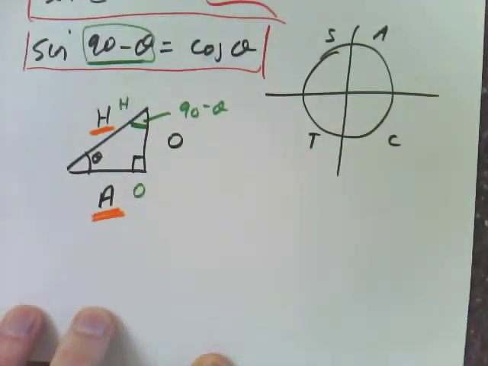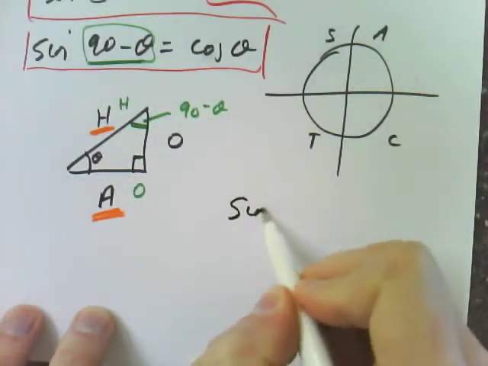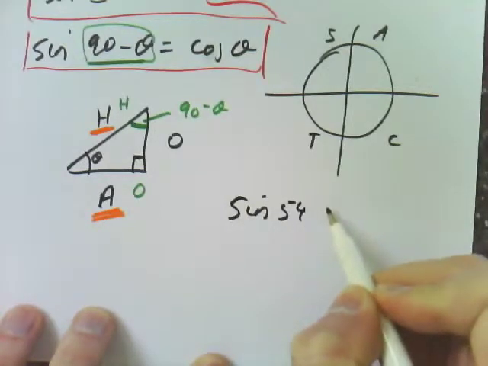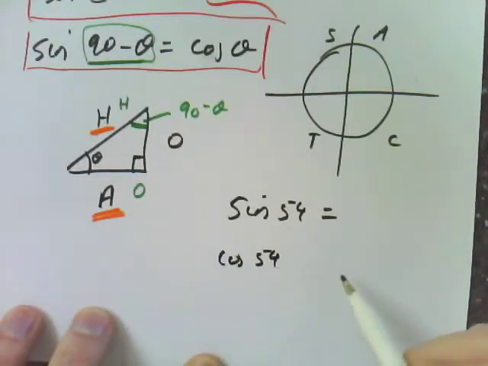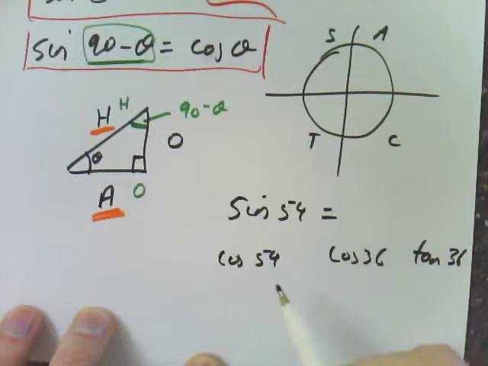Can we do an example for that? Yeah, which one? Okay, so let's do question 8, the multiple choice there, 8a. They've said sine 54 is equal to what? So we've got 5 options there: cos 54, cos 36, tan 36, sine 36, and tan 54. Which one of those options is the correct option given our identity?